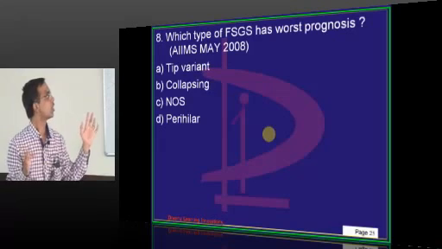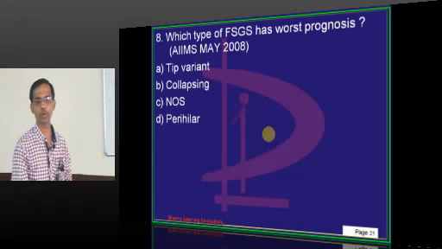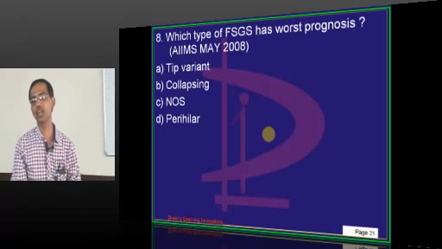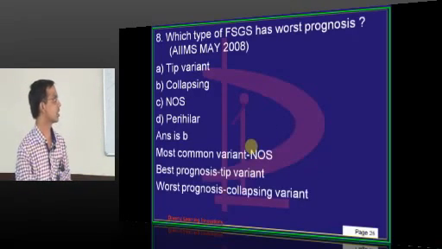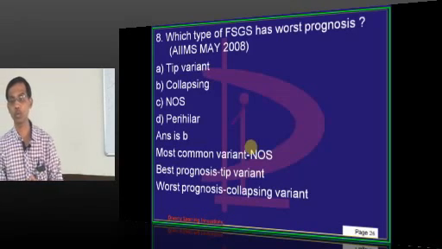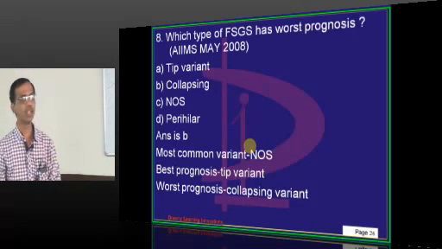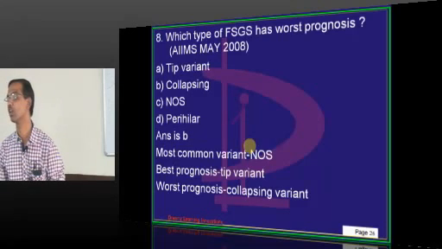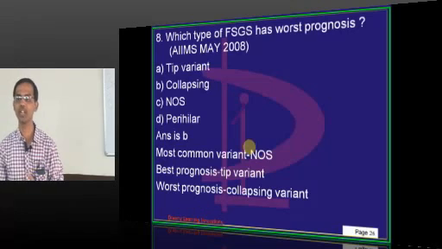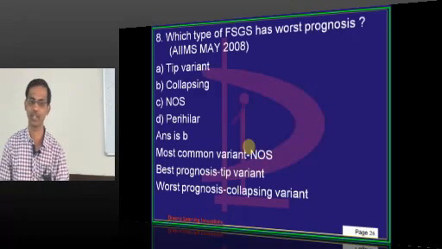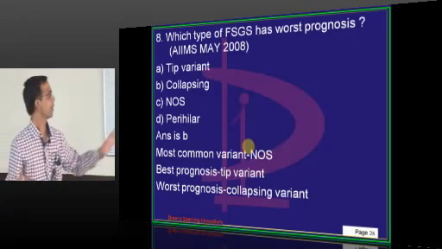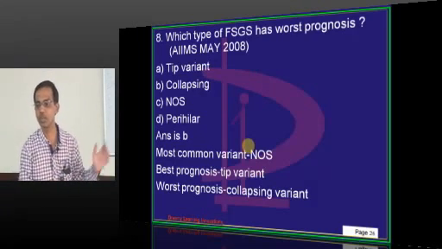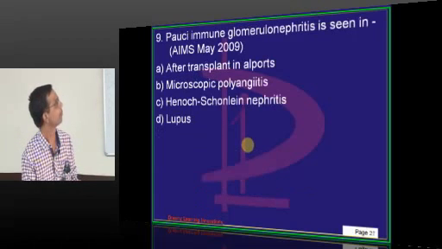NOS, okay. So out of this, which has worst prognosis? So the one which we have been discussing in detail, that is the collapsing variant, has the worst prognosis. The best prognosis is for the tip variant, and the most common variant is not otherwise specified. Please remember, all three are MCQs. The most common type of FSGS is not otherwise specified, that is no special feature, okay. Best prognosis is tip variant, worst prognosis is collapsing variant, okay.